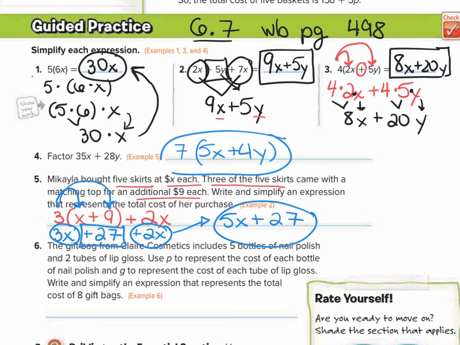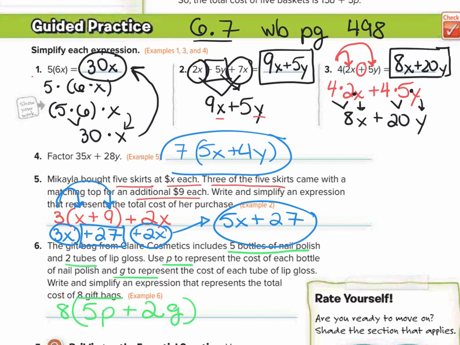Number 6, the gift bag from Claire Cosmetics includes 5 bottles of nail polish and 2 tubes of lip gloss. Use P to represent the cost of each bottle of nail polish and G to represent the cost of each tube of lip gloss. Write and simplify an expression that represents the cost of 8 gift bags. So one gift bag has 5 bottles of nail polish, and those cost P dollars each, plus 2 tubes of lip gloss that cost G dollars each, and we are buying 8 gift bags. So this would be the expression.